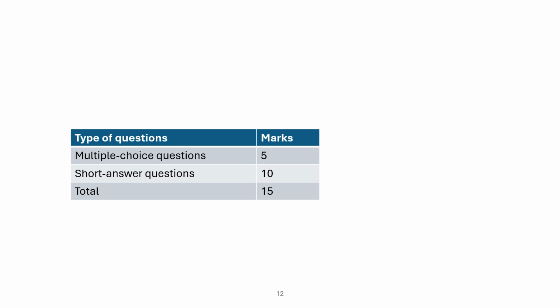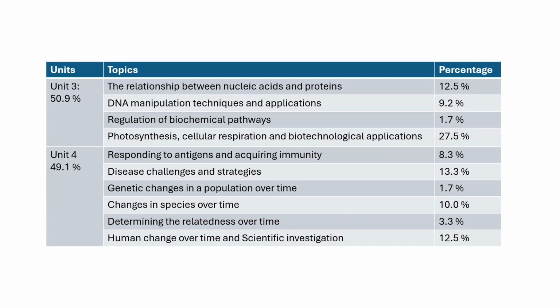In human change over time and scientific investigation, there are 5 multiple-choice questions worth 5 marks and 1 short answer question worth 10 marks. The overall score for this section is 15 marks. With a total possible score of 120 points, the percentage for this section is 12.5% of the total score. There are 10 topics in VCE Biology. 4 topics belong to Unit 3, and 6 topics belong to Unit 4. Unit 3 is 50.9%, and Unit 4 is 49.1%.